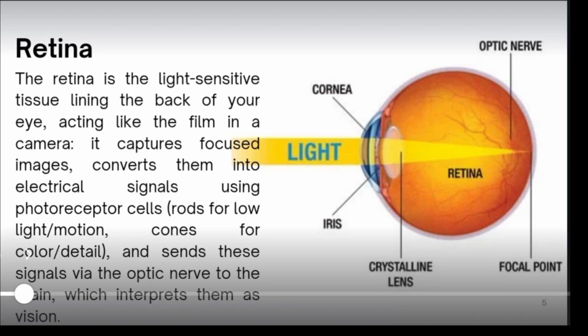Retina is the light-sensitive tissue lining the back of your eye, acting like the film in a camera. It captures focused images, converts them into electrical signals using photoreceptor cells, rods for low light or motion, cones for color or detail, and sends these signals via the optic nerve to the brain, which interprets them as vision.